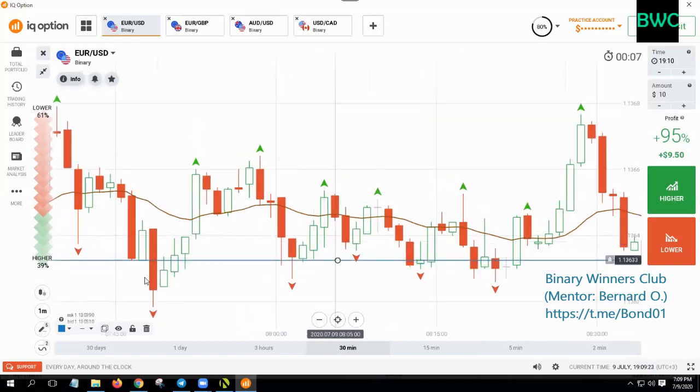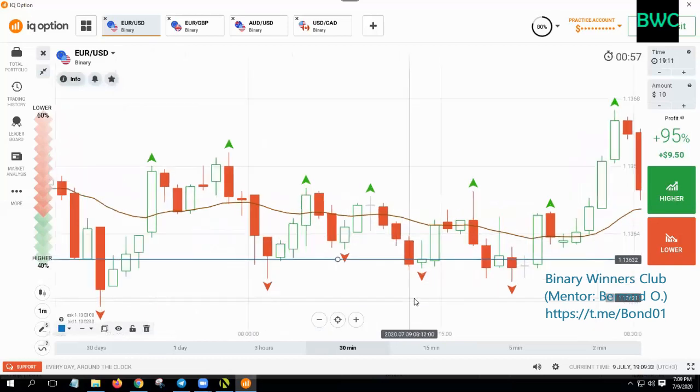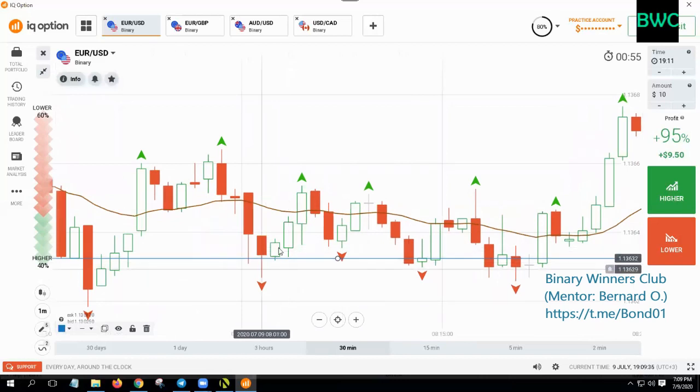Now this one becomes invalid because it was broken. Had this candle not broken here below, then I would have considered this as touch number 2. But you see, it had broken, so making it invalid. So this now is a touch and reversal.